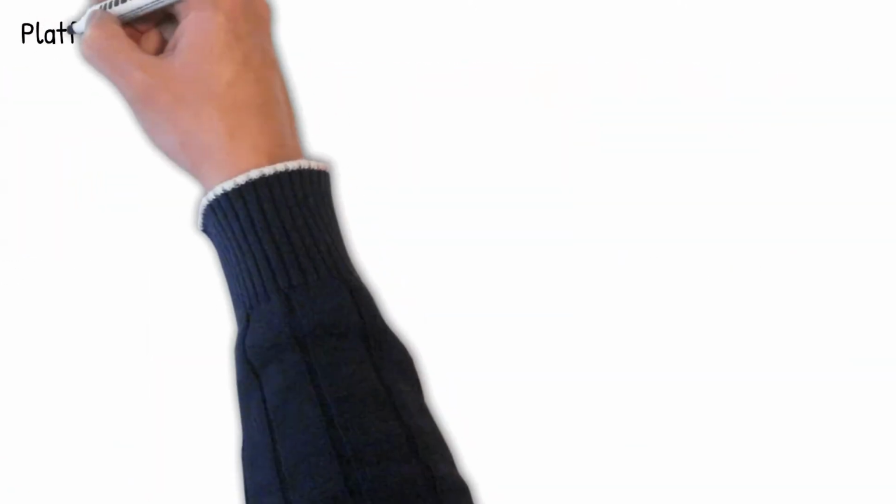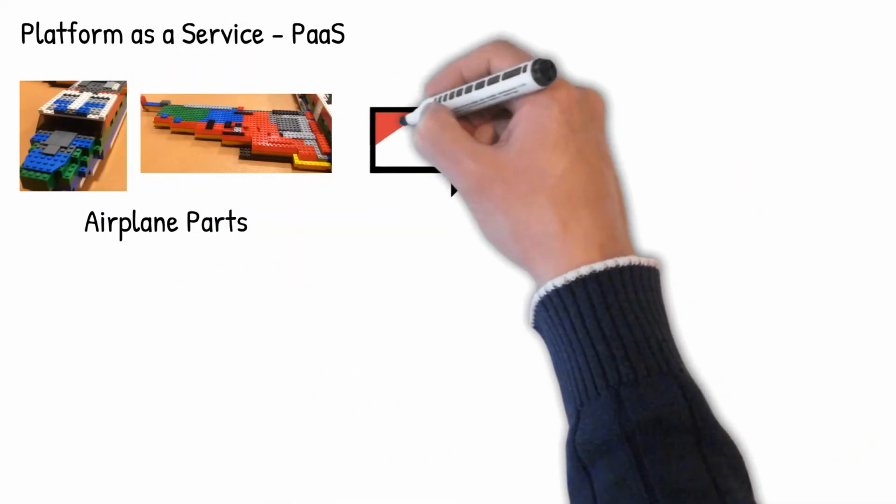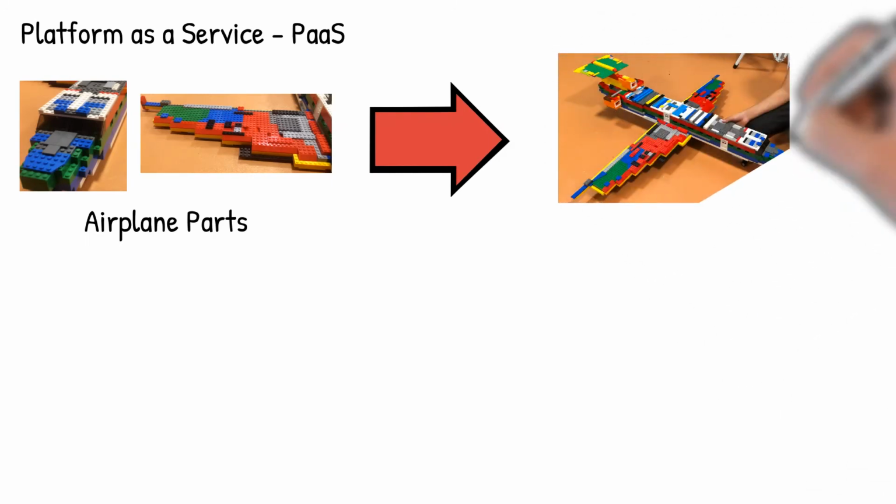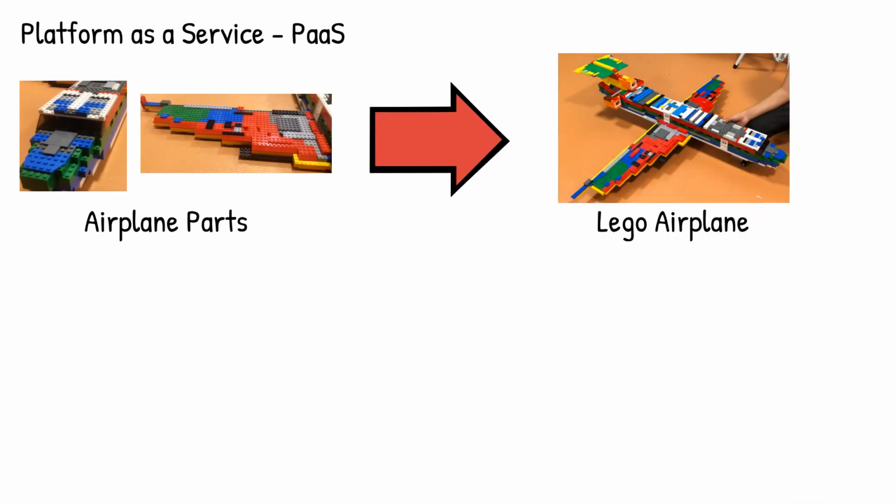The next one is platform as a service. Looking back at our Lego airplane building strategy, what if you allow other people to build major airplane components like wings, landing gears, fuselage, tail, etc. And your job is to assemble them? Although it would not offer too much control over the design, it will immensely speed up the process.